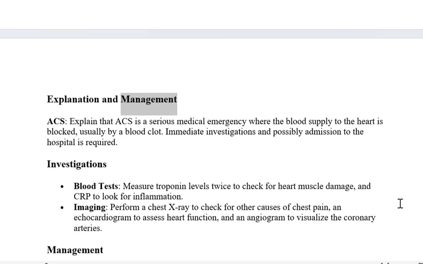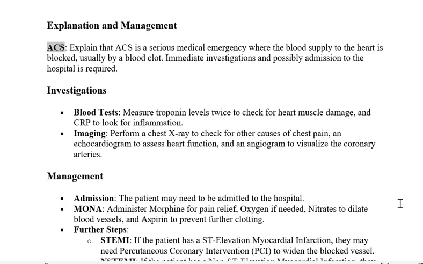Explanation and management. ACS. Explain that ACS is a serious medical emergency where the blood supply to the heart is blocked, usually by a blood clot. Immediate investigations and possibly admission to the hospital is required.